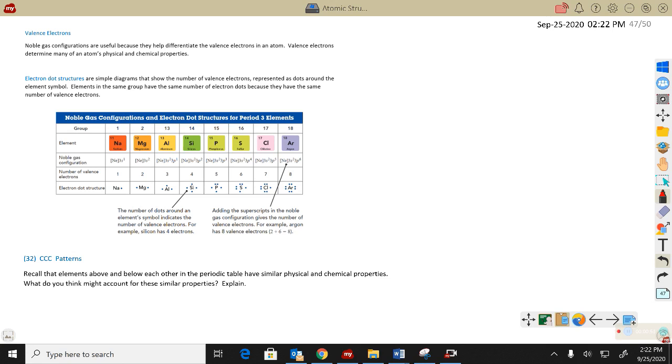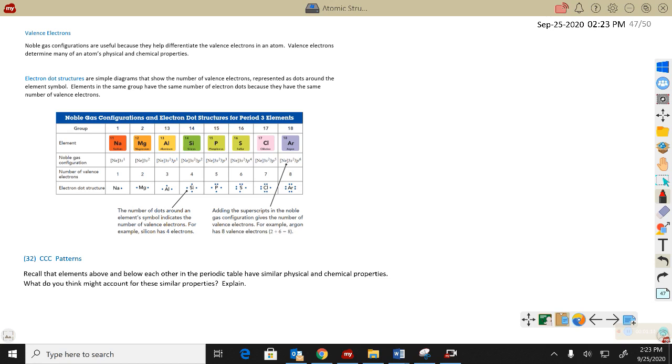So another way that you could show valence electrons is with something called a dot structure. And maybe you would have drawn these in a previous science class. They're really simple little diagrams that show the symbol of an element. And then around the outside, we put dots to represent the valence electrons.